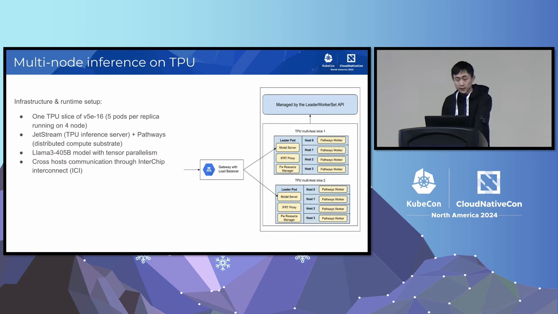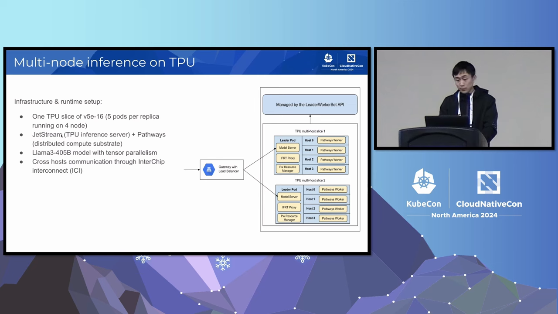Next is the example for TPU multi-host inference. The right side shows how we set it up. We will be using two TPU slices of v5e-16, which will have four TPU hosts. Each TPU host will have four TPU chips as well. We will have two pods per replica running on four nodes. One node will run one leader pod as well as one worker pod. On the worker pod, we run the Pathways worker, and on the leader pod, we run the model server, which is JAX-based, and some proxy and resource manager components, which are the ML stack.